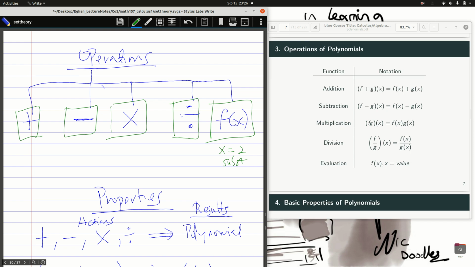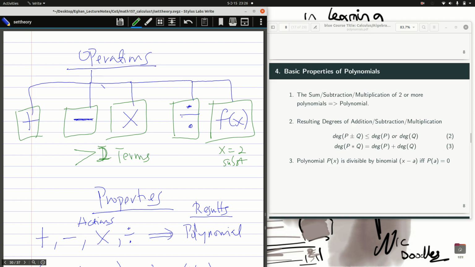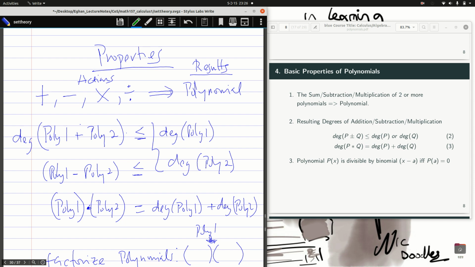Don't forget, you can add more than 2 terms. It can be 3, it can be 4, it can be 5, and you can still look at these operations. Now there are some properties we want to go through when we perform these operations. The properties are such that whether I add 2 polynomials, I subtract them, or I multiply them, or I divide them, the result will still be a polynomial, irrespective of what I do.